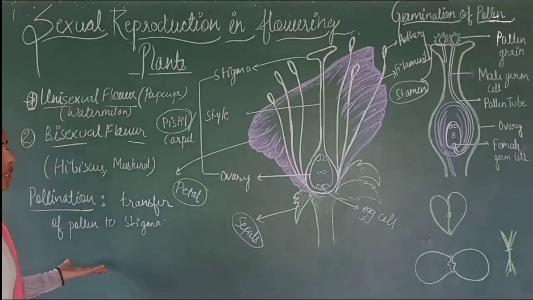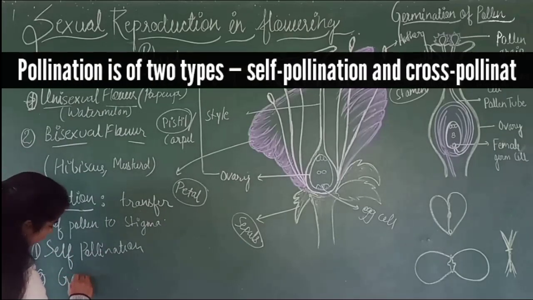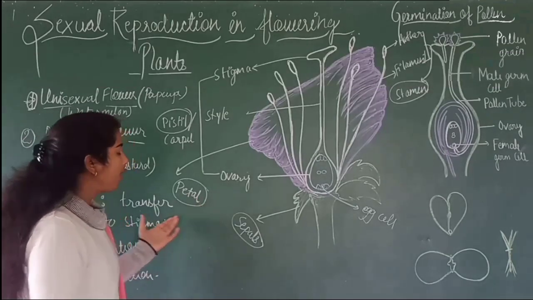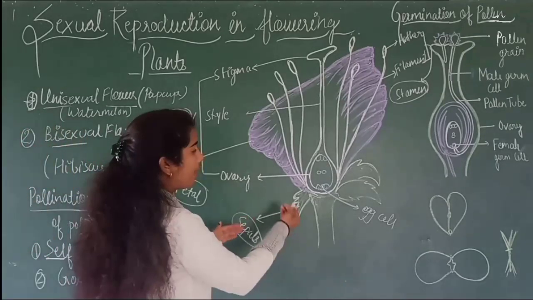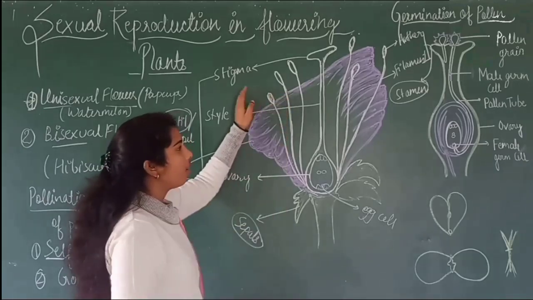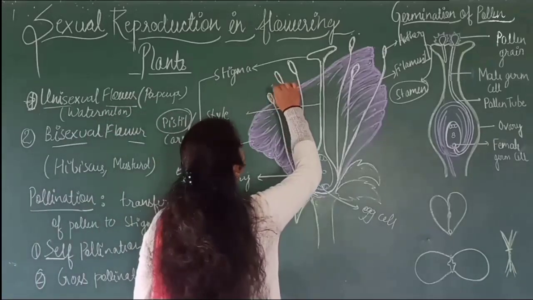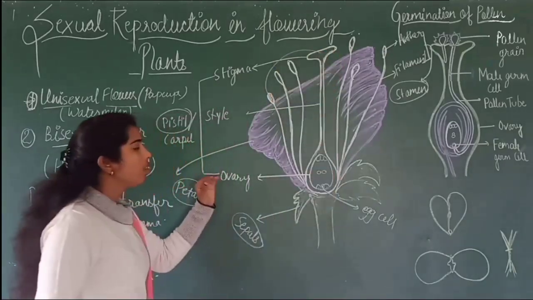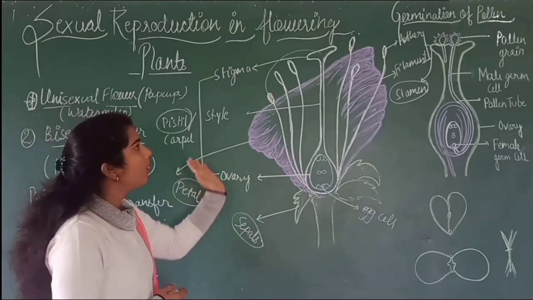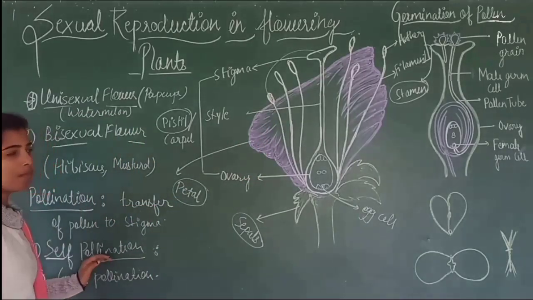Now we learn about self-pollination and cross-pollination. First we discuss self-pollination. Let us take the example of the hibiscus flower. This is the male part, the anther, and inside the anther pollen are produced. When the male gamete pollen is transferred from the anther to the stigma of the same flower, that pollination is known as self-pollination.